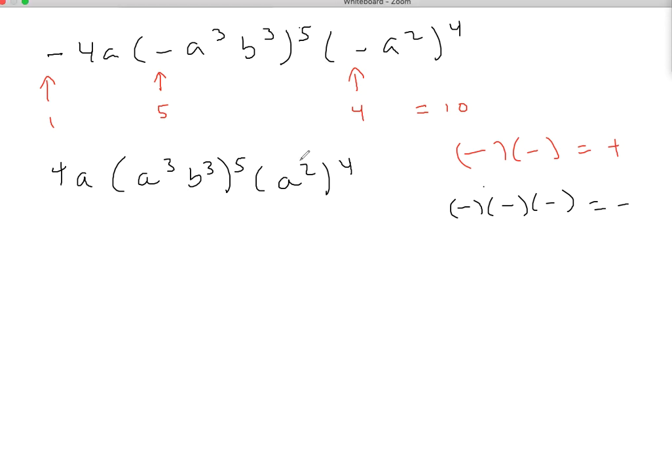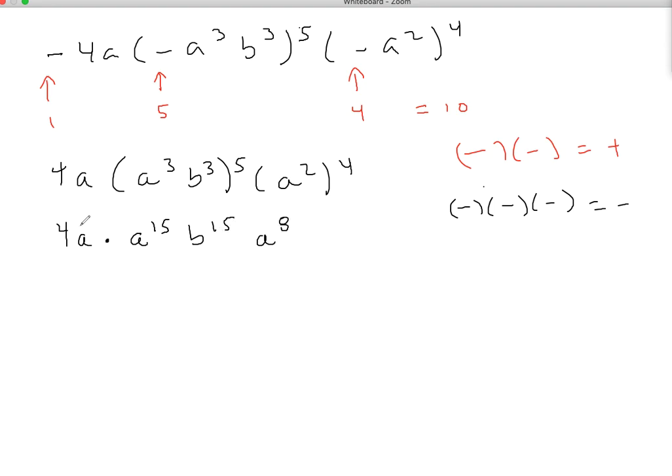And so now I get to look at these powers, and I don't have to stress about the signs. So let's do that. So we got 4a, I'm just going to bring that down. I'm going to throw a little dot here, and then I'm going to work on clearing these outside exponents. So remember when we're raising something to a power, that's the property where we multiply our exponents. So that would make an a to the 15th right there, and a b to the 15th. And then right there we'd have an a to the 8th.